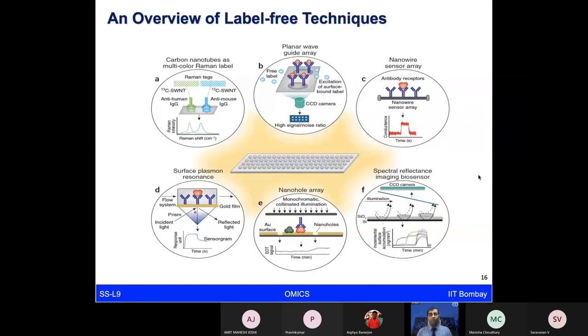So label-based, I have already given you some flavor. Again, just an overview slide for the label-free techniques. One could use carbon nanotubes as multicolor ribbon labels. One could use planar waveguide arrays, nanowired sensor arrays, spectral reflectance imaging biosensors, nanohole arrays, and surface plasmon resonance, which I have talked about briefly in the past. Some of these are ways to think about how to study biomolecular interactions in a label-free manner. Let me give you one example in some detail: nanowired sensor arrays.